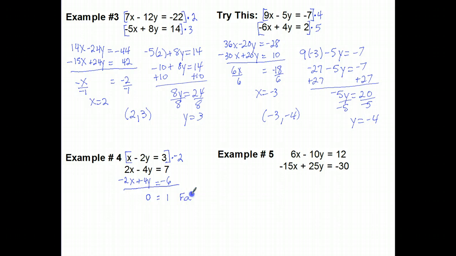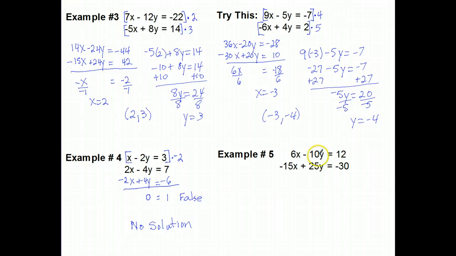And if you lose both variables and you wind up with a false statement, you could probably guess, but the answer is no solution. If we were to graph these lines, these would turn out to be parallel lines. There would not be an intersection, but algebraically, what parallel lines look like is you lose your variables and you get a false statement. So the answer is no solution.